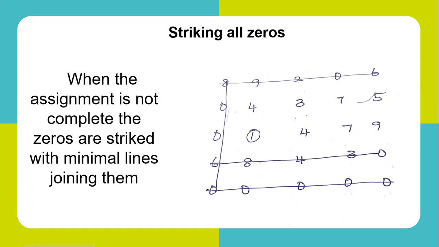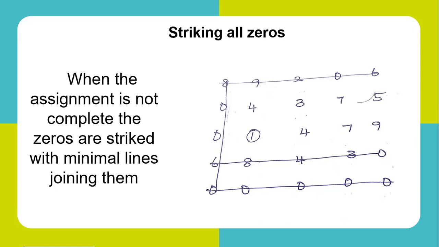The next step is striking out all the zeros with the minimal possible number of lines. These lines can be drawn either horizontally or vertically, marking up all the zeros in the matrix. So here we can take 4 minimum lines that cover all the zeros, drawn both vertically and horizontally.